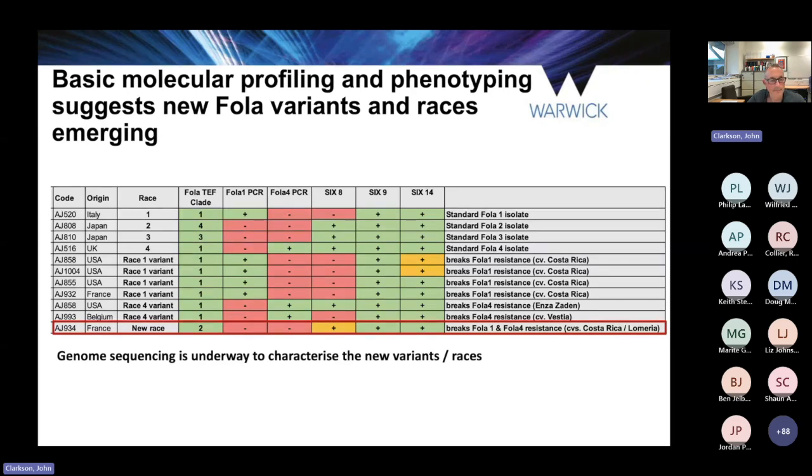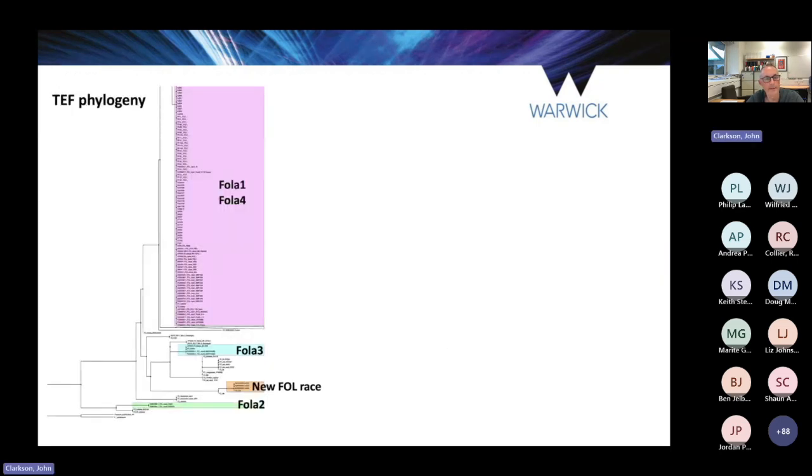But we're currently, again, in collaboration with Helen Jordan, carrying out some genome sequencing to investigate these variants a bit more closely. But just to illustrate that in the form of some phylogenies, here's the translation elongation factor phylogeny. So this is based on sequence. You can see all the race 1, the FOLA 1 and FOLA 4 isolates clustered together. And we can distinguish, in this case, race 2 and race 3 quite nicely in different clades. But this new race, of which we have several exemplars from France, occupy a completely different part of the tree.